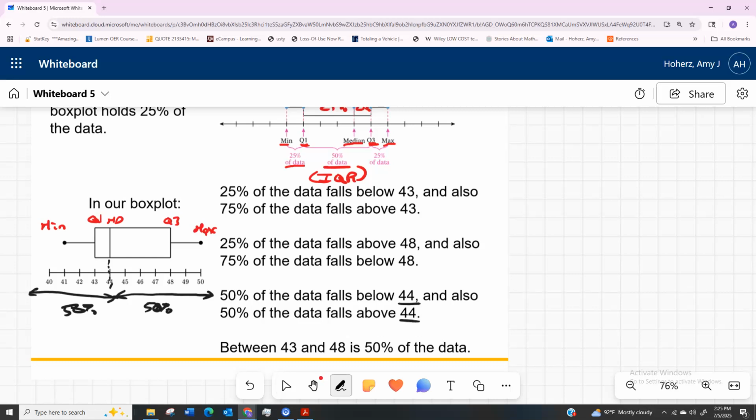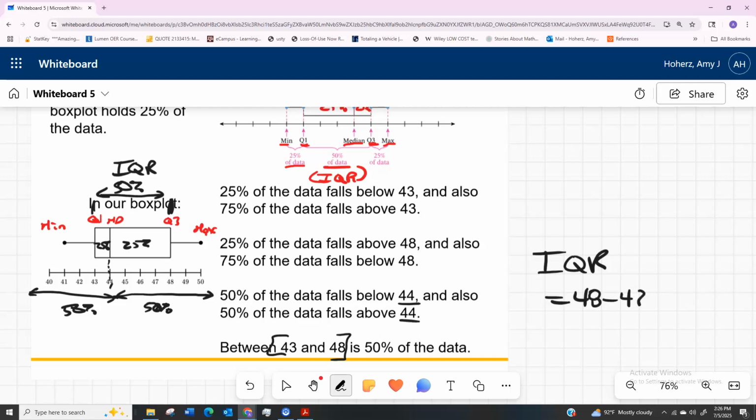And then we could also say that between 43 and 48 is 50% of the data, because each of these boxes is 25%. So from Q1 to Q3 would be 50% of the data, which is also, again, the IQR. So the IQR is from 43 to 48. In this case, 48 minus 43, the IQR is 5, and so between those two values where you find the IQR of 5, that's 50% of the data.